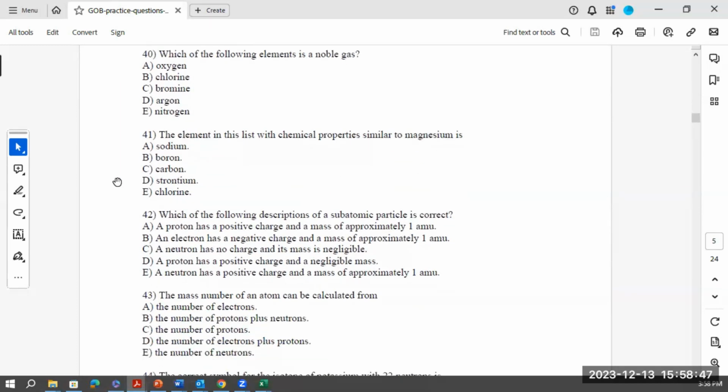The element in the list whose chemical properties are similar to magnesium is A, sodium. B, boron. C, carbon. D, strontium. E, chlorine. D as in donkey. That is correct.